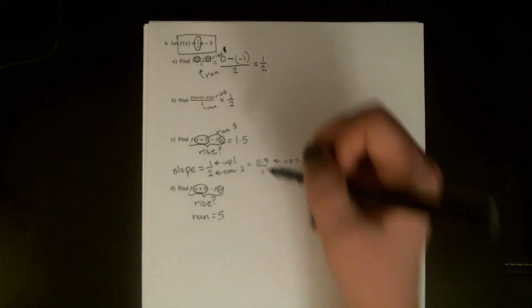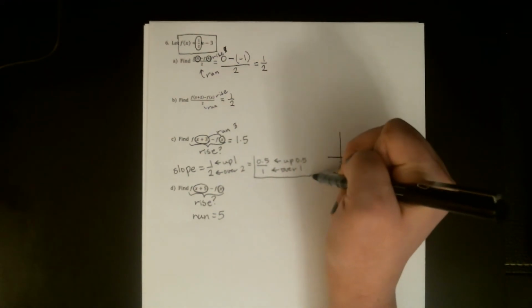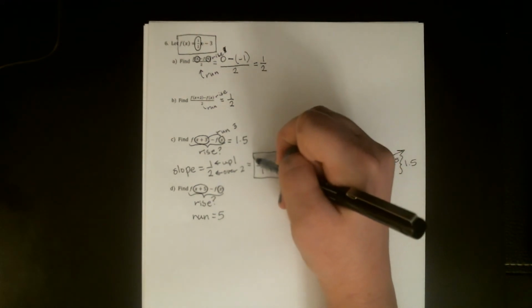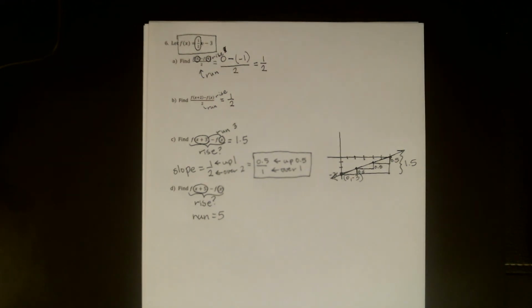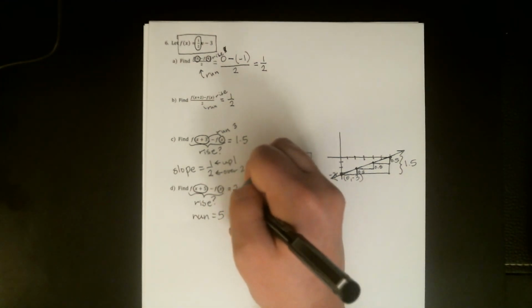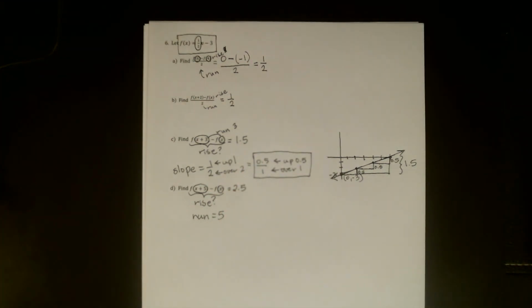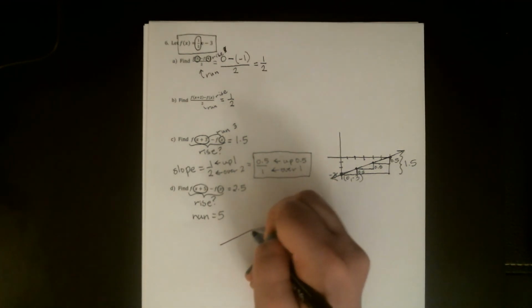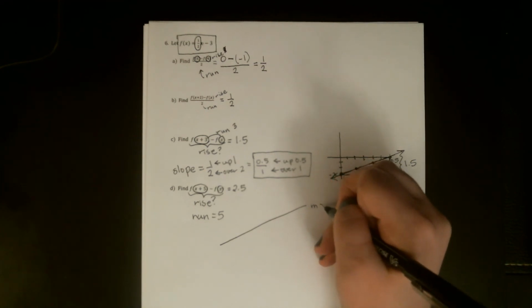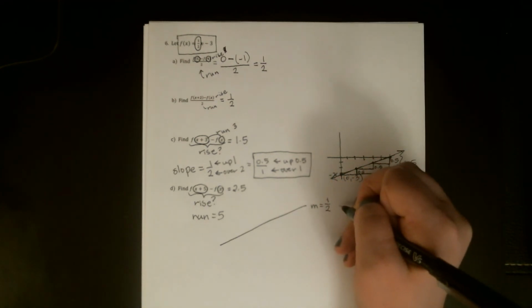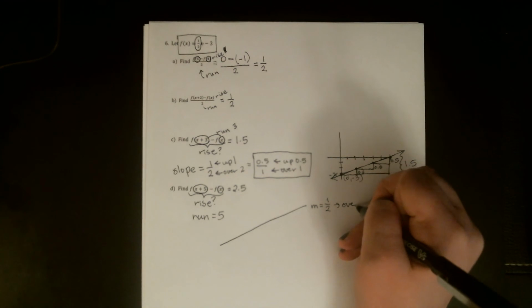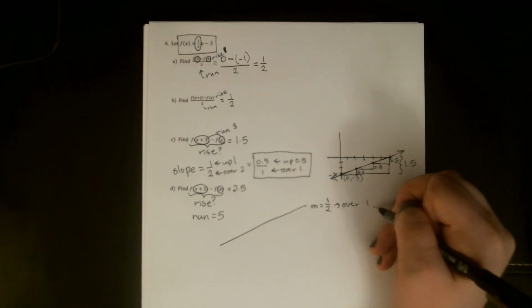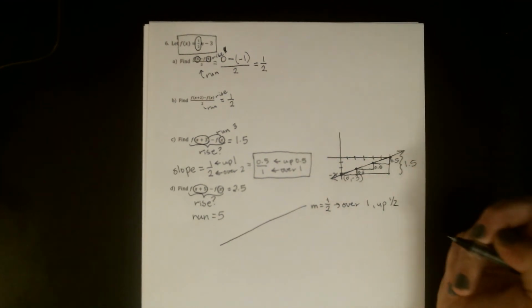And what we know, just like before, is that every time we go over 1, we should go up a half, go up 0.5. So if we go over 5, we should go up 2.5. So the answer to our question is 2.5. Just to talk through that again, we're saying, regardless of where I'm starting on this line, I know that its slope is 1/2. So if you go over 1, you go up 1/2 or 0.5.